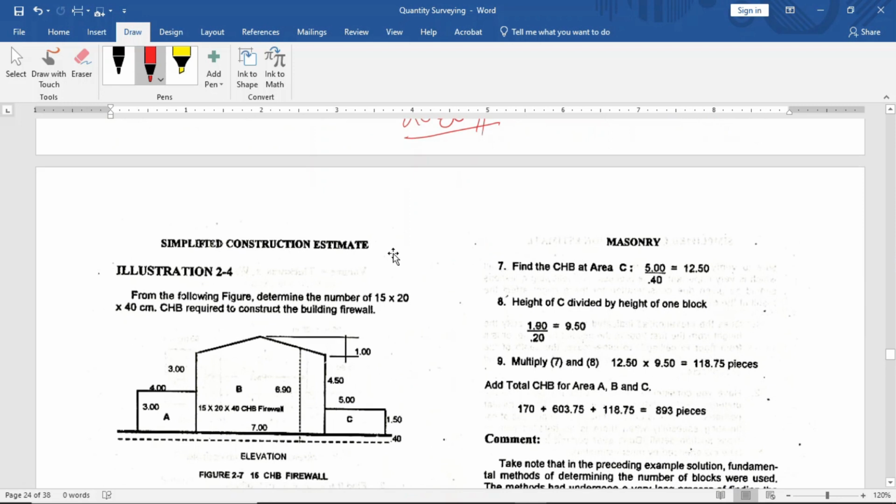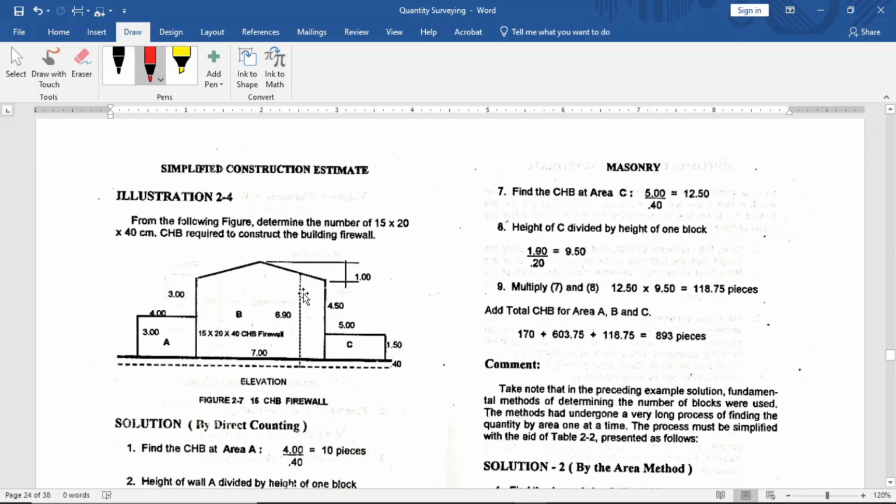So, sa next problem, from the following figure, determine the number of 15 by 20 by 40 centimeters CHB required to construct the building firewall. So, ito yung figure natin.